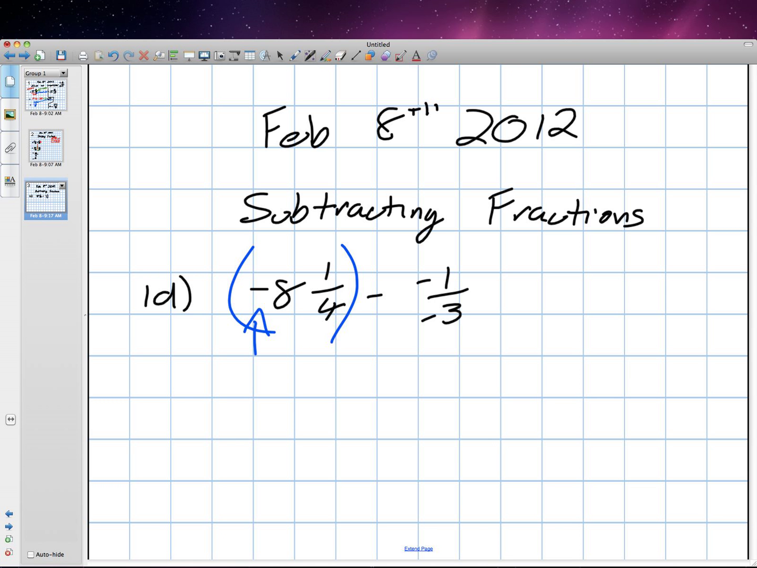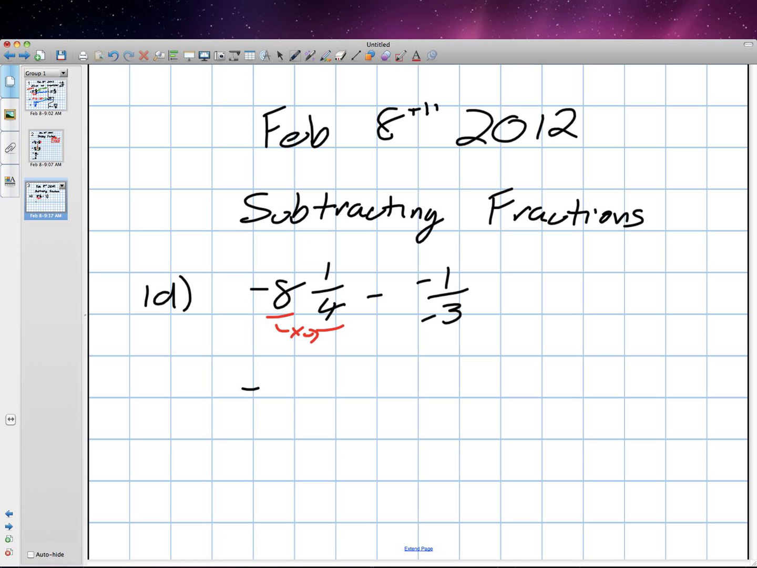Now it's negative, so when I change this to an improper fraction, is that going to change what type of number it is? Is it going to change it to a positive at all? No, it'll still stay as a negative number. So right away we know that we're going to have a negative number, and let's just quickly go through the process. I need to multiply the whole number by the denominator. So 8 by 4 is going to be what?